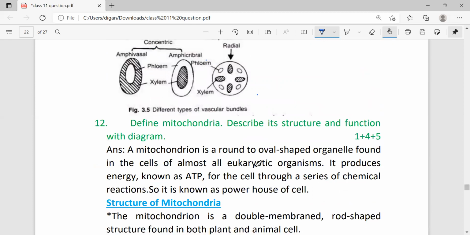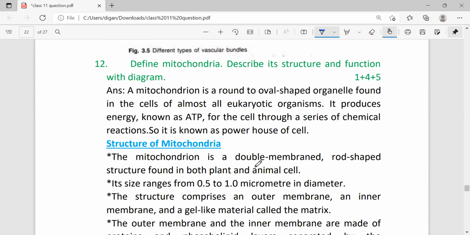Next, go for: define the mitochondria, describe its structure and function with diagram. So what is mitochondria? A mitochondrion is a round to oval shaped organelle found in the cells of almost all eukaryotic organisms. It produces energy known as ATP for the cell through a series of chemical reactions, and so it is known as the powerhouse of the cell. So a question may come, which organelle is known as the powerhouse of the cell? Then also you have to write this answer.